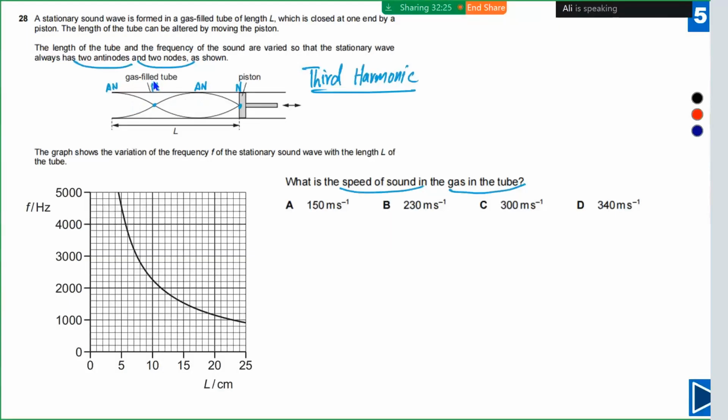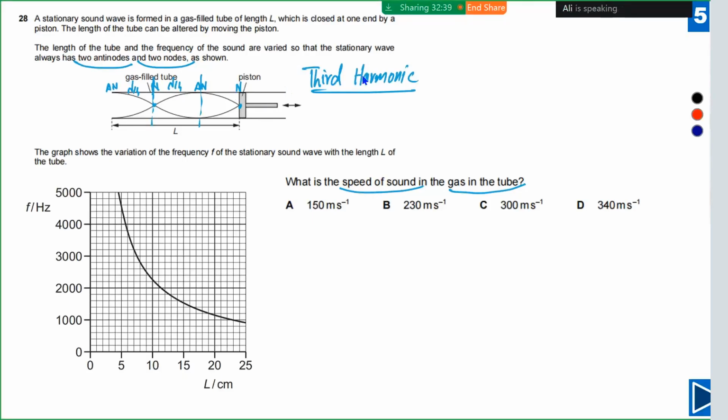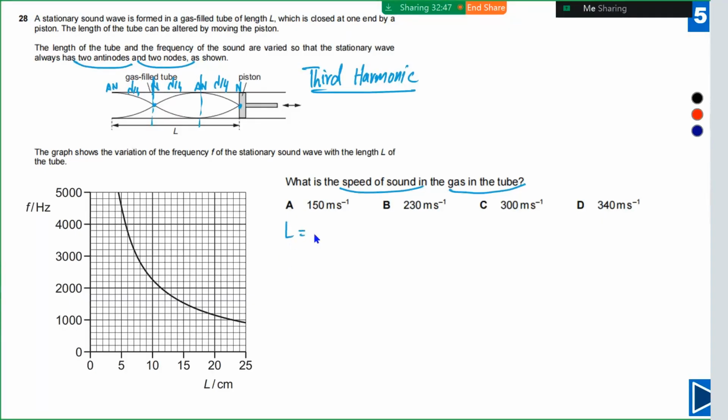First thing you need to understand is, what is the wavelength of this one? You see, this is lambda by 4. We have 3/4 of the wave, and 3/4 of the wave means third harmonic. That's the reason I said this is the third harmonic. So we have 3/4 of the wave inside this pipe. Simply in this case, I can say L is equal to 3 lambda by 4. From here we can find lambda, which will be equal to 4L by 3.